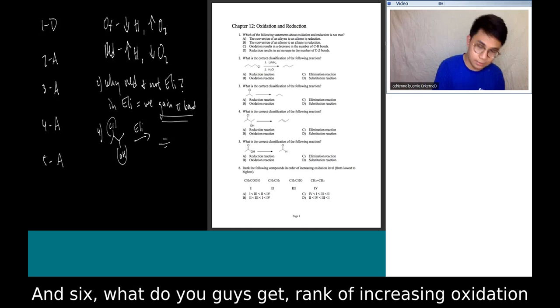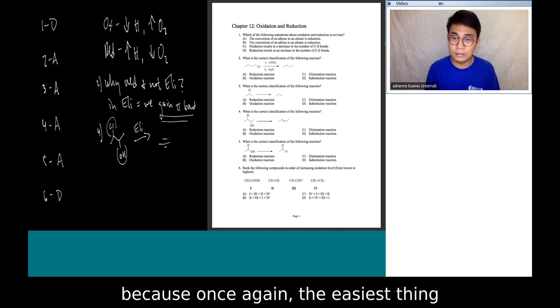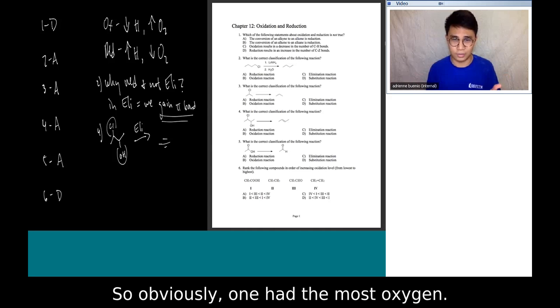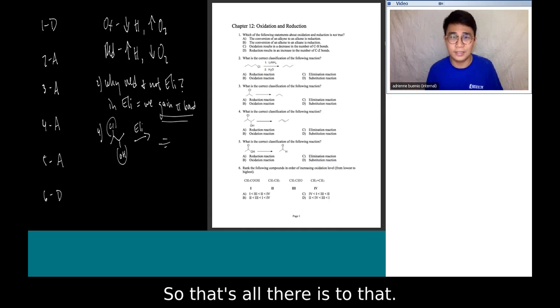And six, what do you guys get? Rank in increasing oxidation level. So for this one, you guys should have gone D, because once again, the easiest thing is to count those oxygens, right? So obviously, one has the most oxygen, so that's the most oxidation level, right? So that's all there is to that.